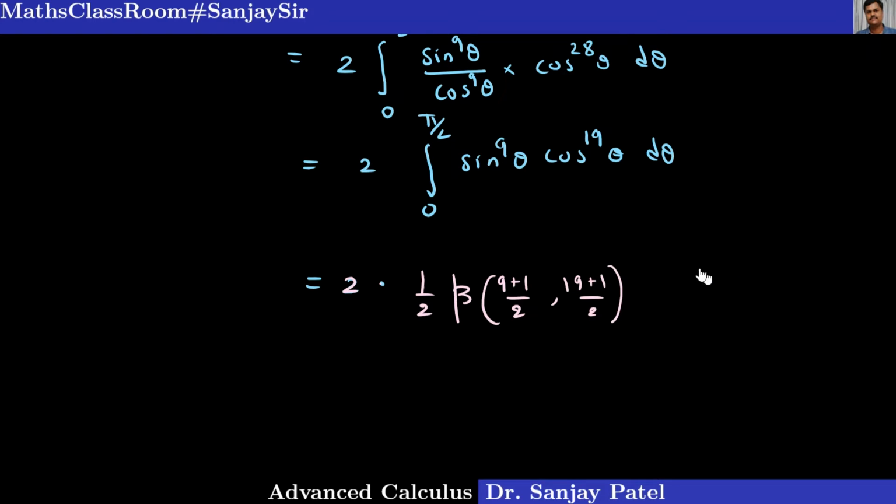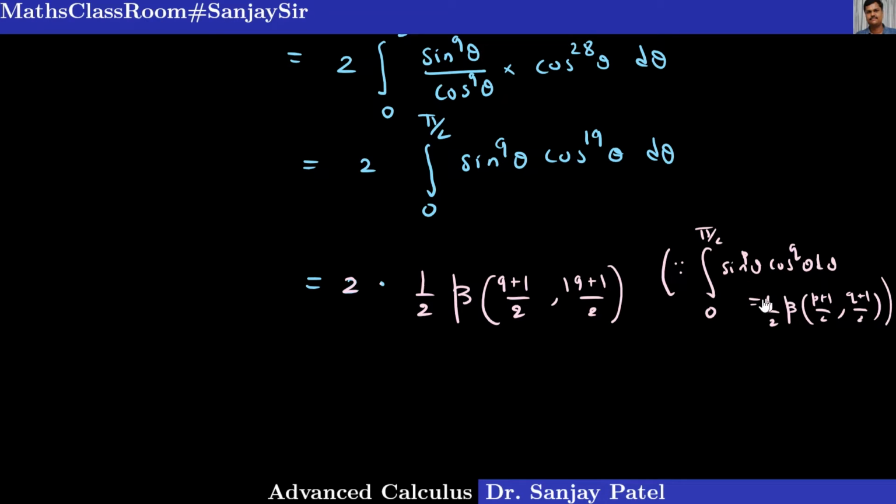Okay, you know this formula, integral 0 to pi by 2 sin raised to p theta into cos raised to q theta d theta, that is 1 by 2 times beta of p plus 1 by 2 comma q plus 1 by 2. Now onwards I will not write all such formulas here, I will write the value directly. So this is equal to beta of 9 plus 1 is 10 by 2, that is 5, and 19 plus 1, that is 20 by 2, that is 10.